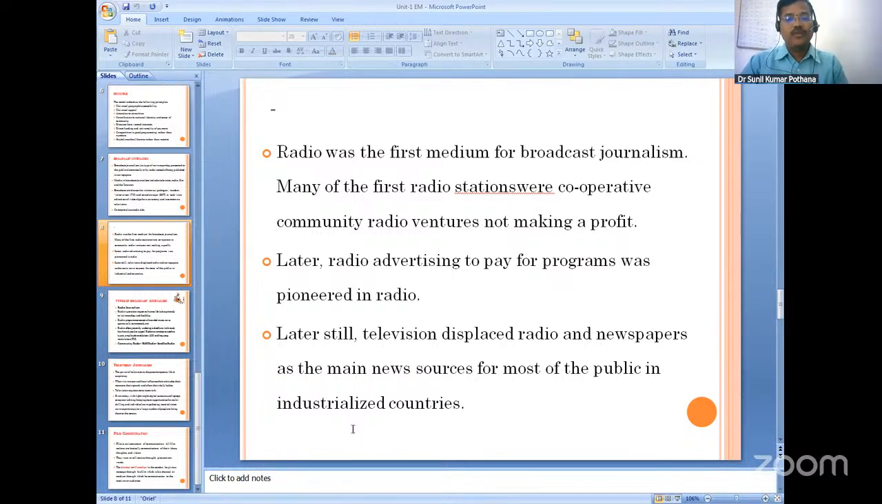Here we have to know about the definition of broadcasting. Broadcast journalism is a type of news reporting presented to the public electronically or by radio, instead of being published in newspapers.